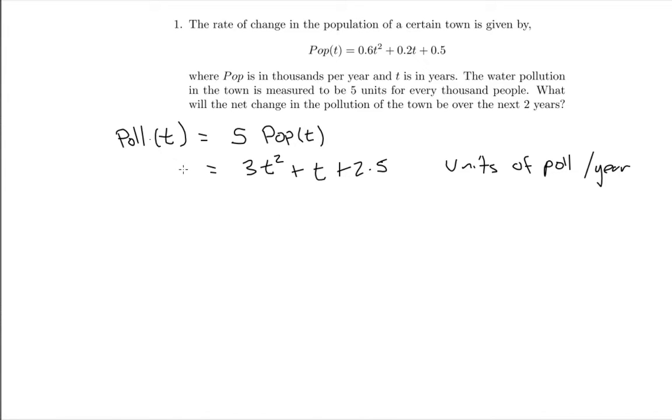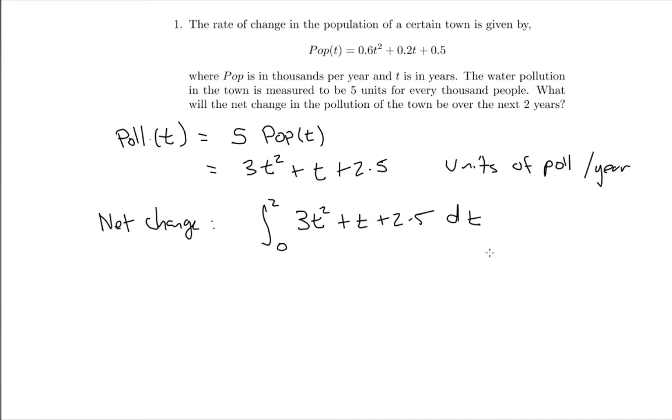Now I can use the definite integral to calculate the net change in the pollution, because I have a function that represents the rate of change of the pollution. The net change from t equals 0, which is right now, until t equals 2 years from now, will be the definite integral from 0 to 2, because I want the net change from now until 2 years from now. The function is the one I just calculated, 3t squared plus t plus 2.5, and I'm going to integrate that with respect to t.